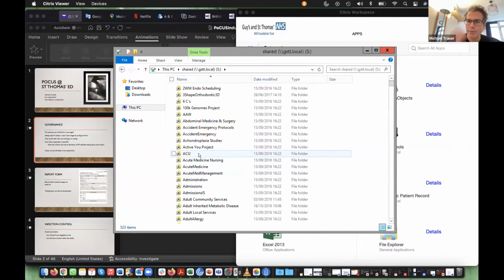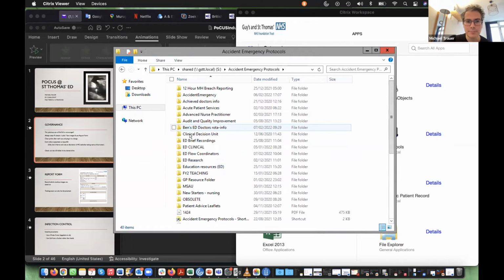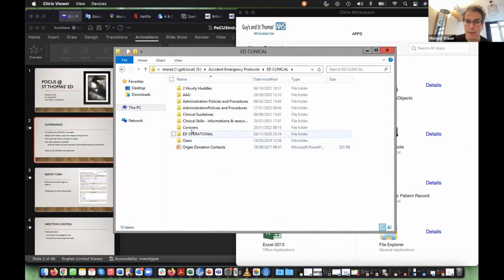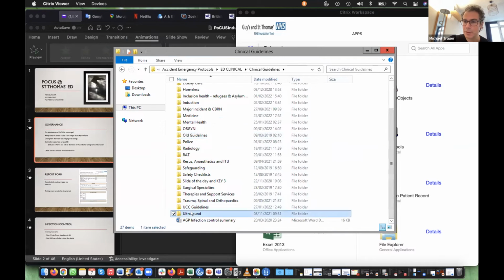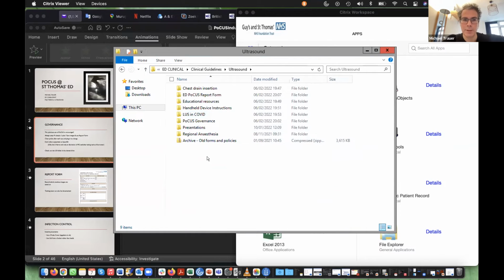So this is the shared drive. Hopefully you're familiar. It does take a little bit of navigation. So yeah, first you go to Accident Emergency Protocols. Then you go to ED Clinical, and then Clinical Guidelines. And then you scroll down to ultrasound, and there's an ultrasound folder with lots of subfolders within it.